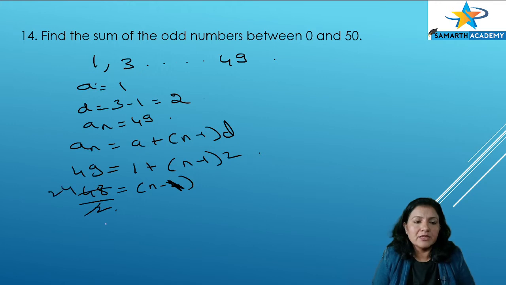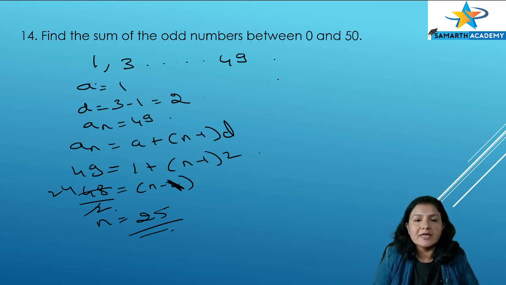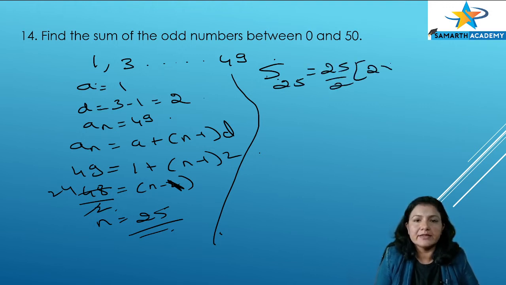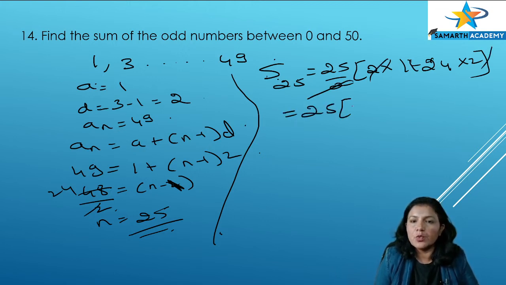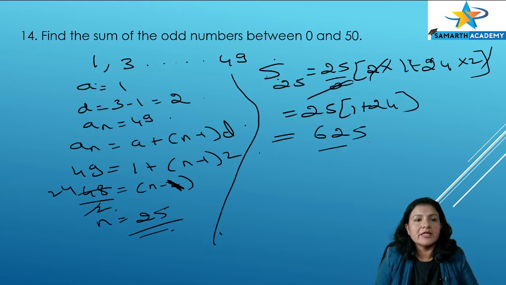So n equal to 24 plus 1, that is 25. There are 25 terms and we need to find the sum of that. So S25 equal to 25 by 2, 2a. What is a? A is 1 plus n minus 1, 24 into d. d is 2. So let's cancel this 2 here. So S25 is equal to 25 into 1 plus 24. So 25 into 25 is 625. Therefore, the sum of odd numbers between 0 and 50 is 625.